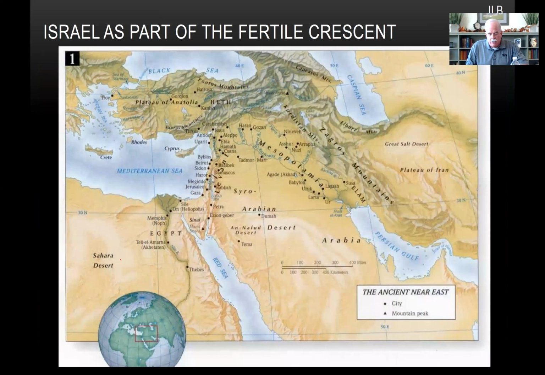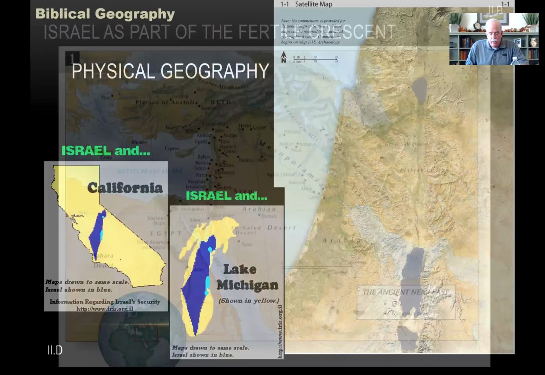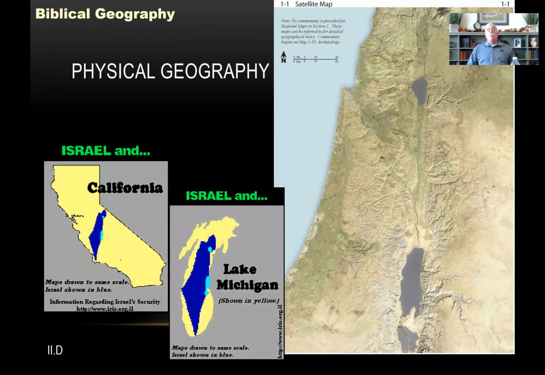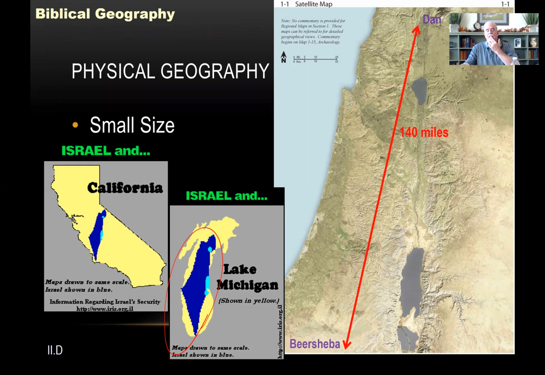There's the map that we've used in the past, very helpful map of the Fertile Crescent, as it were. All right, as to the physical geography, Israel is remarkably small. It gives us a couple of examples here in comparison to California. It's interesting to me that, especially here, I find myself in the upper Midwest, that you can put all of Israel in Lake Michigan. A basic dimension north to south from Dan to Beersheba is about 140 miles.